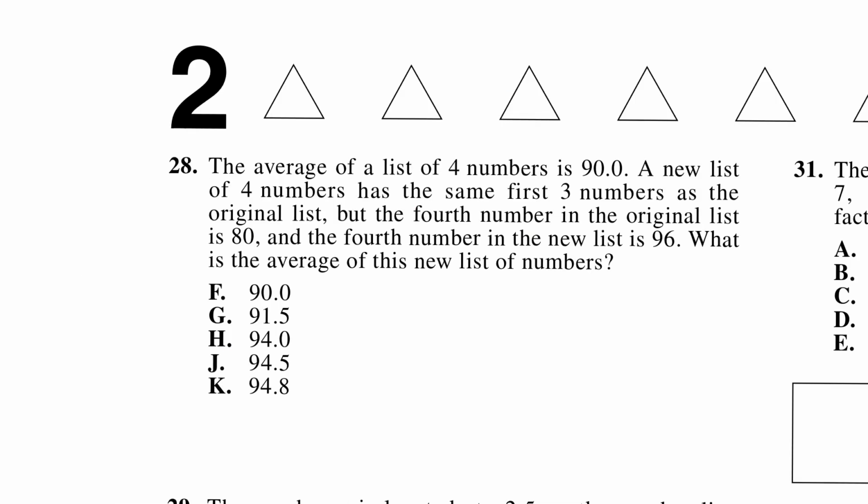Okay, number 28. The average of a list of 4 numbers is 90. So that's their average. A new list of 4 numbers has the same first 3 numbers as the original, but the 4th number in the original list is 80. And then that 80 is now replaced on the new list with a 96. So what is the average of this new list of numbers? So think of this as having 4 test grades, and your average is a 90. And then your lowest grade was an 80. One of your tests was an 80. And then you replace it with a 96.